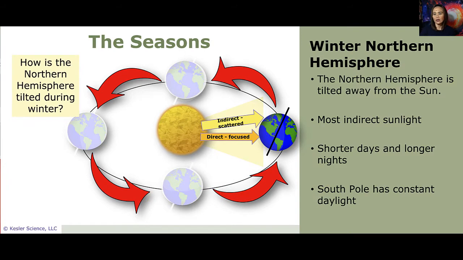The next one is winter in the Northern Hemisphere. Now, the Northern Hemisphere is tilted away from the sun, as you can see in the diagram, and there are shorter days and longer nights. And the South Pole this time is now receiving constant daylight. Now, my question is, how is the Northern Hemisphere tilted during the winter time?